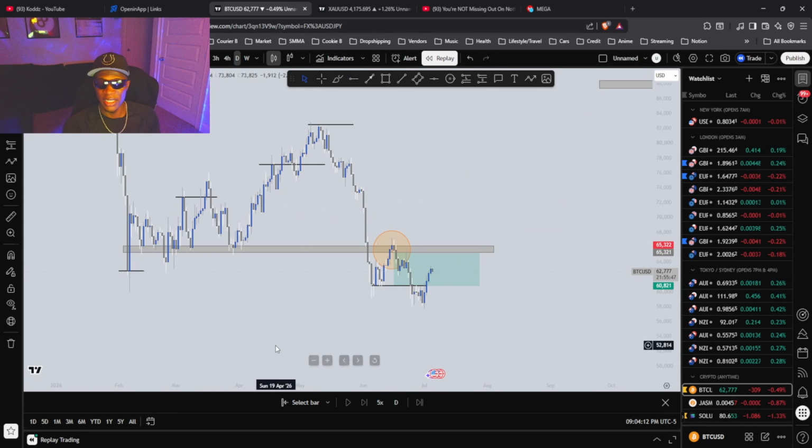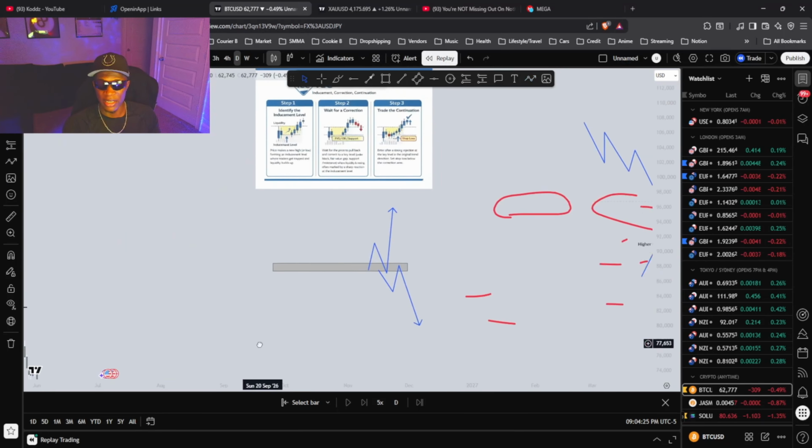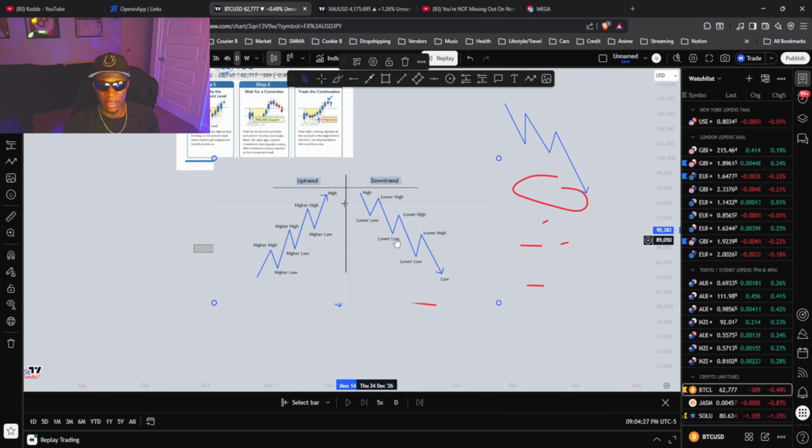Boom. This looks familiar. What does this look like? Lower low, lower high, lower low, lower high. What is going to come next? It's going to become a lower low below this level, then a lower high, lower low, lower high, because it looks exactly like this.